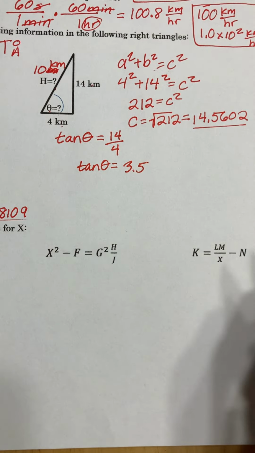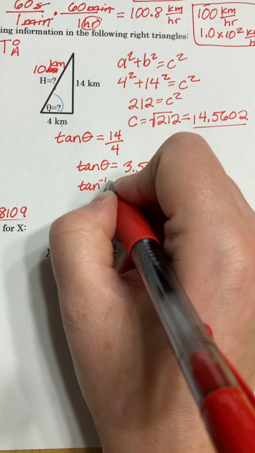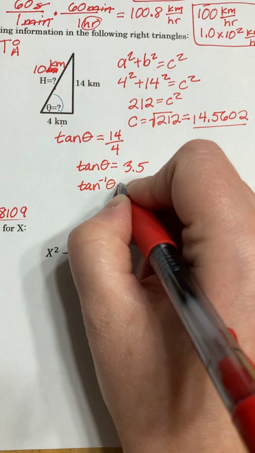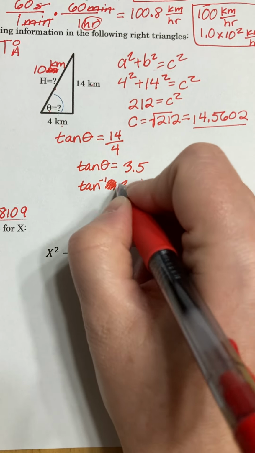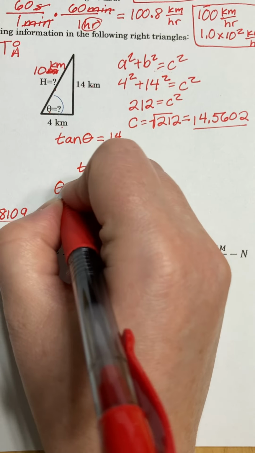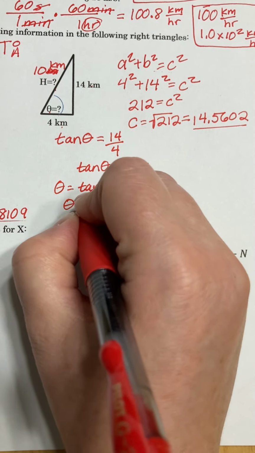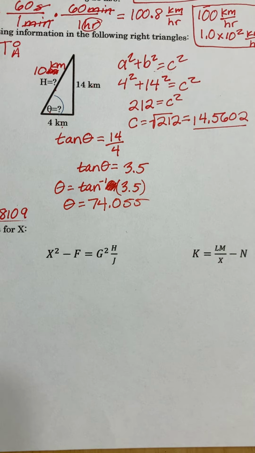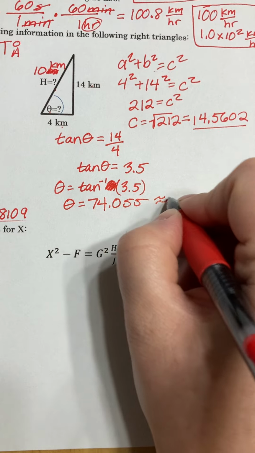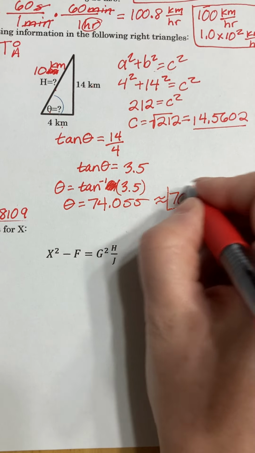And then to find the angle, you do the inverse tangent. So on your calculator, it looks like tan to the -1. And then you would just type in the 3.5. And then your answer to that is going to be 74.055, which again, unfortunately, is going to round to 70 because I gave you 1 sig fig.